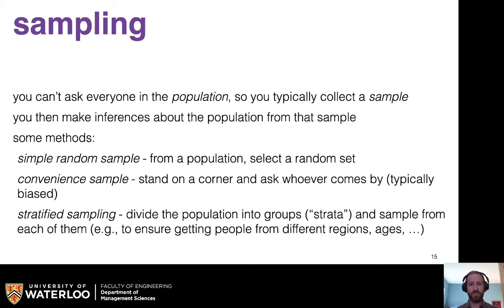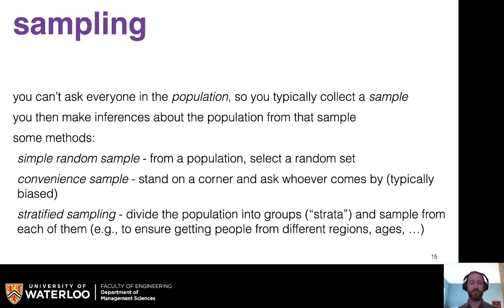This might be difficult to do, so some people use a convenience sample. You stand in the corner and ask anyone who comes by. This is often biased and typically not what you want. But if you can do this in certain areas, or you're actually trying to recruit a certain targeted population, you might be able to physically recruit them in certain areas. That's a little bit different than a convenience sample, though. That would be purposive sampling, just sampling with a purpose.